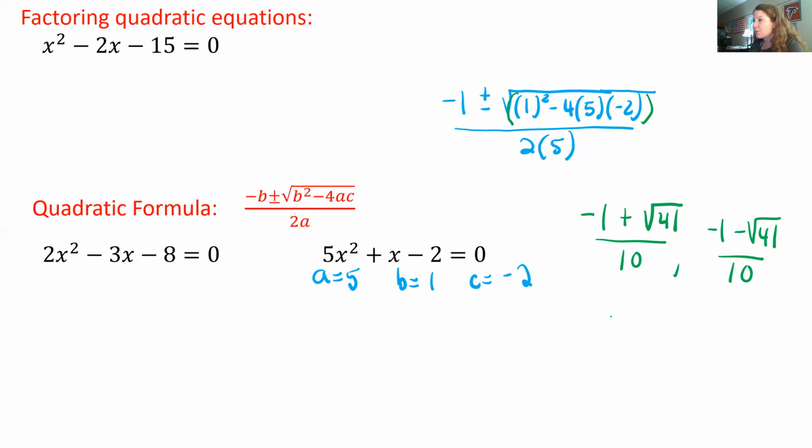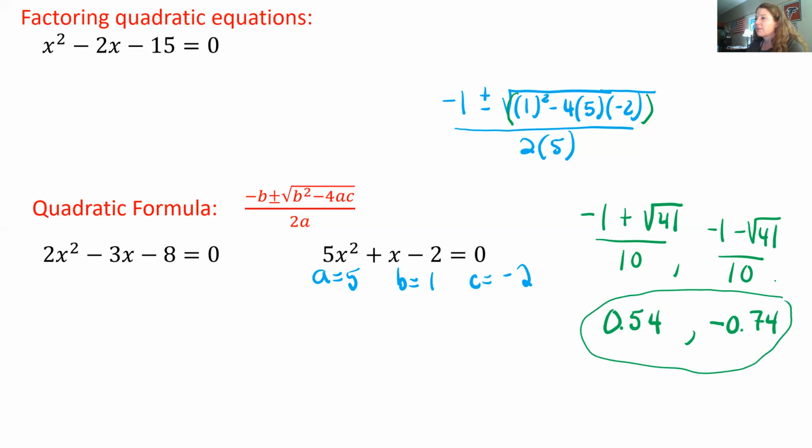I have, the first one is 0.540. So I'm going to write 0.54. And the second one is fraction button negative 1 minus the square root of 41 over 10. And that answer is negative 0.740. So those are my two x-intercepts right there.